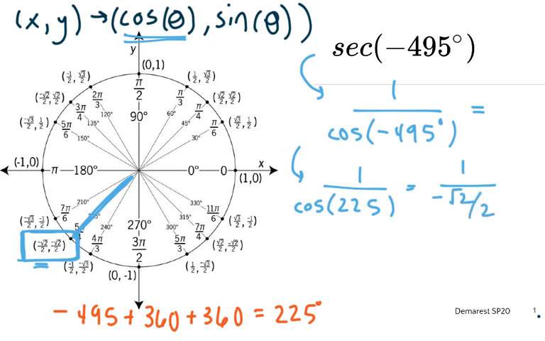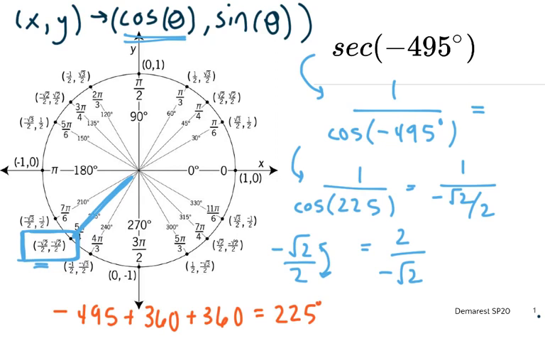All right, so we can do the keep, change, flip method here. However, we also remember that secant is just cosine flipped. So rather than doing this fraction over a fraction thing, we can just take negative radical 2 over 2 and flip it. So it becomes 2 over negative radical 2. Okay? Now that would be okay, and that's how it would simplify if you did the keep, change, flip thing as well. That's an okay answer, and I would accept that on the test.